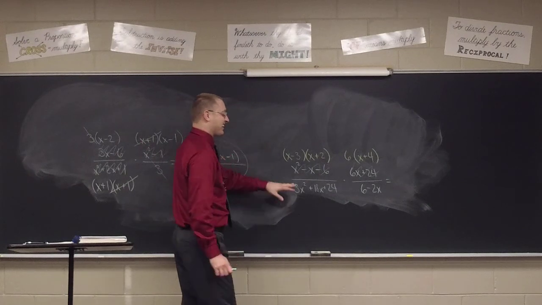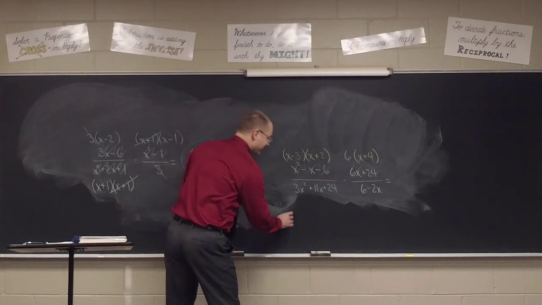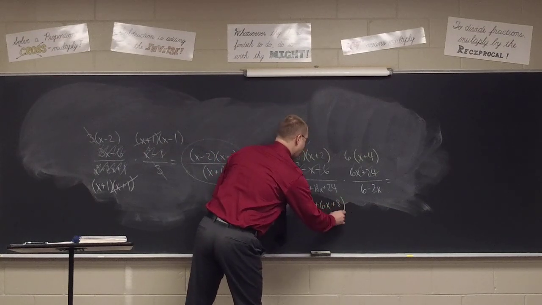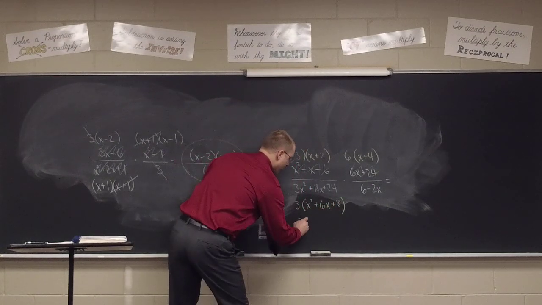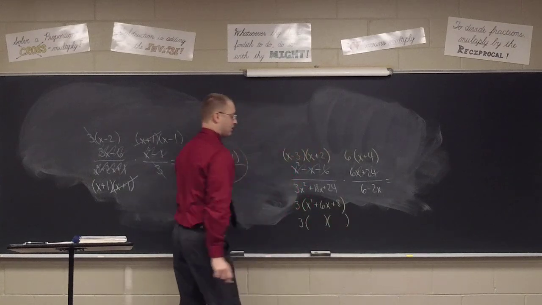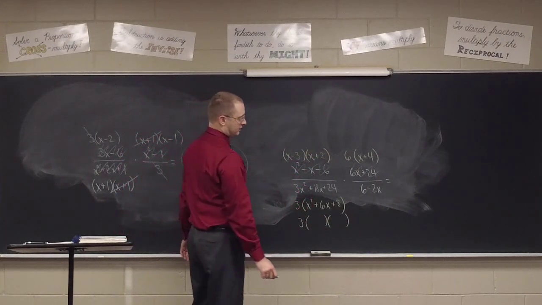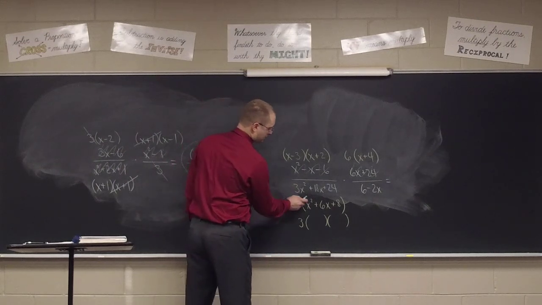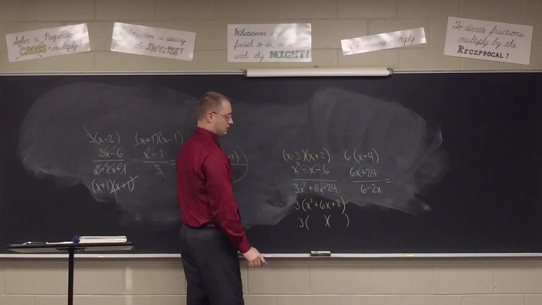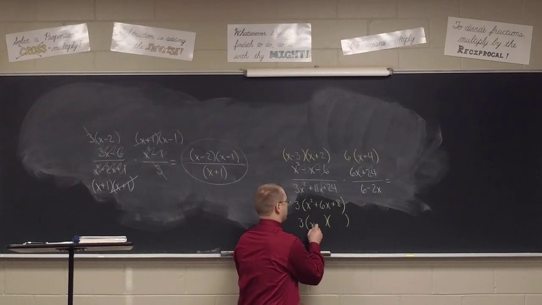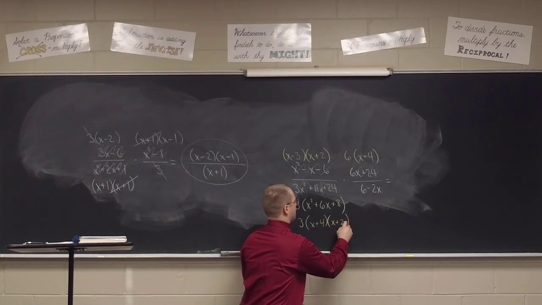All right, looking down here, start with a common factor of 3 to get x squared plus 6x plus 8. And then backwards FOIL, call it when you've got it. Good. 3 times x plus 4 times x plus 2.